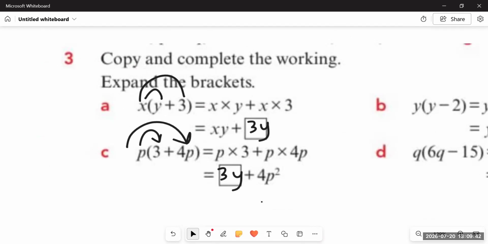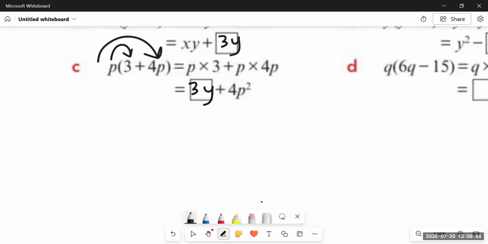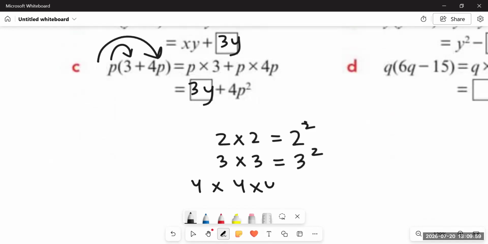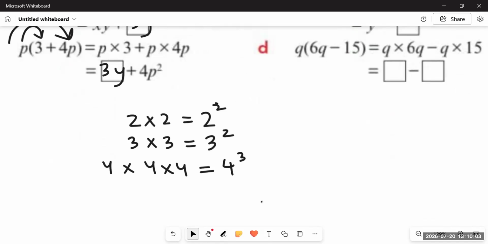Always remember, when we multiply a number by itself or a variable by itself, we can add a power. Just like 2 multiplied by 2 is equal to 2 power 2. Similarly, 3 multiplied by 3 is equal to 3 power 2. 4 multiplied by 4 multiplied by 4 is 4 power 3. This is called index notation, writing the number in the power form. So we will apply the same thing with the variables.